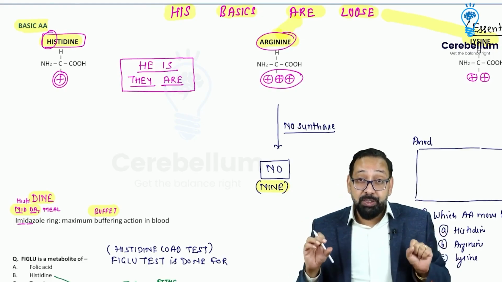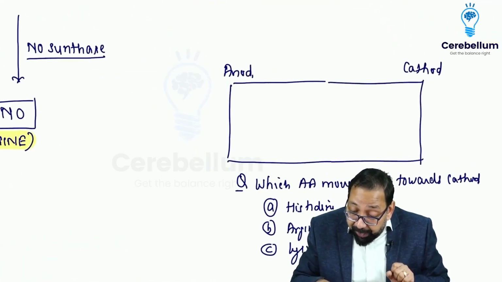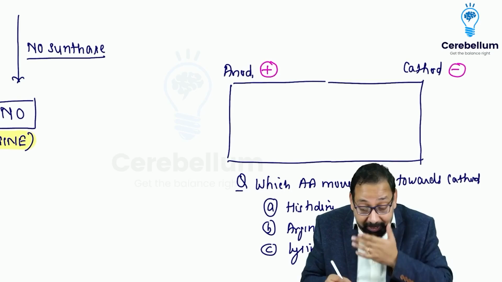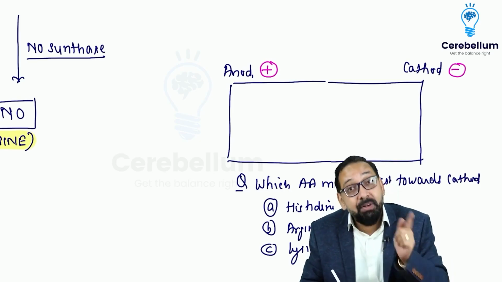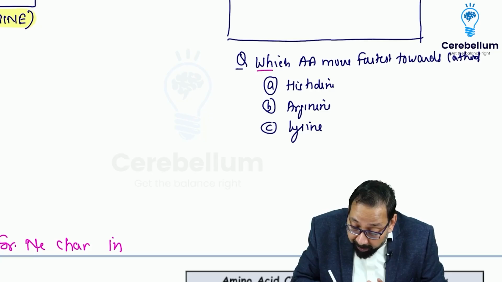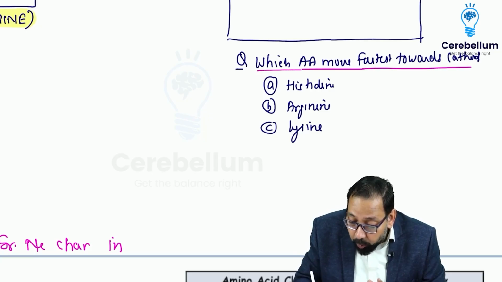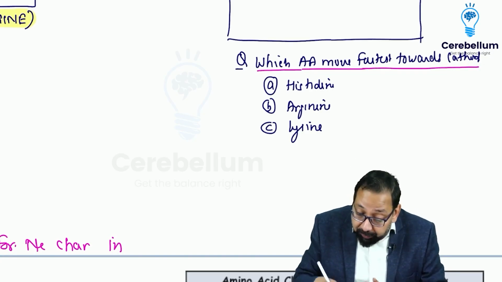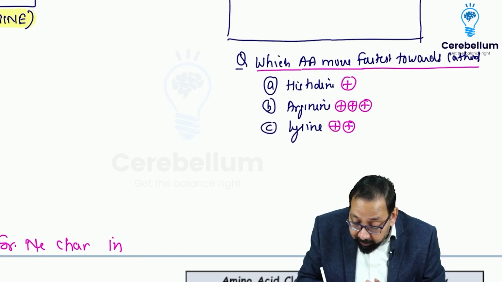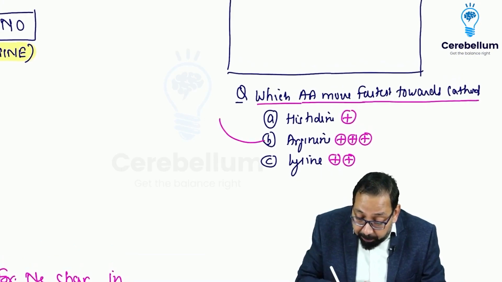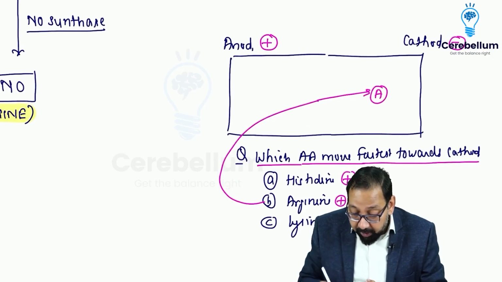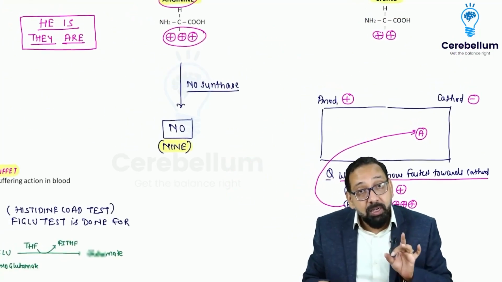When we do electrophoresis, the cathode has negative charge and the anode has positive charge. Don't get confused by the name. Anode is not anion. Anode has positive charge, cathode has negative charge. And the question is asked: which amino acid will move fastest towards the cathode on electrophoresis? Out of these, histidine has the least positive charge, arginine maximum, lysine intermediate. So arginine, having the maximum positive charge, will move fastest towards the negative cathode. So the answer is B, arginine.